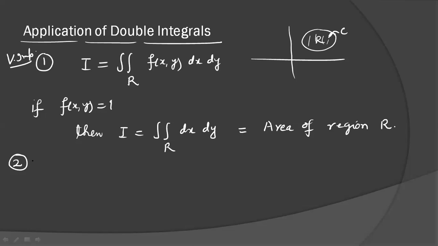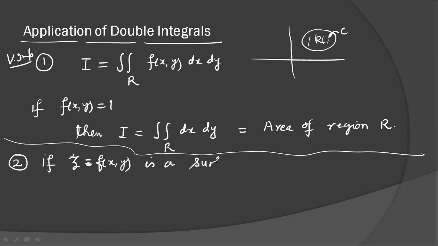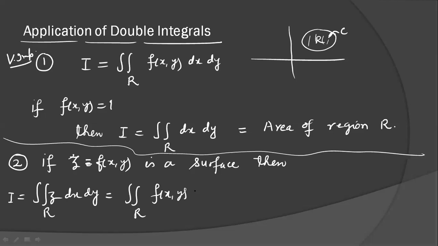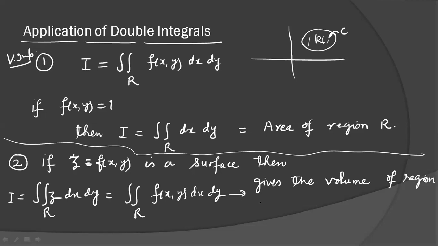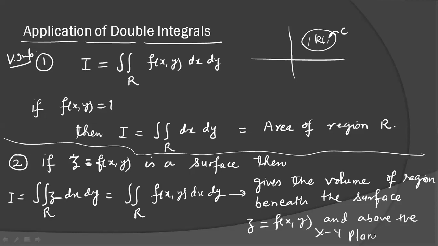Okay, let's see another result. If z equals f(x,y) is a surface, it can be the surface of a sphere also, a paraboloid also, then the double integration of z dx dy or f(x,y) dx dy gives the volume of the region beneath the surface z equals f(x,y) and above the xy plane. What is the meaning of this?